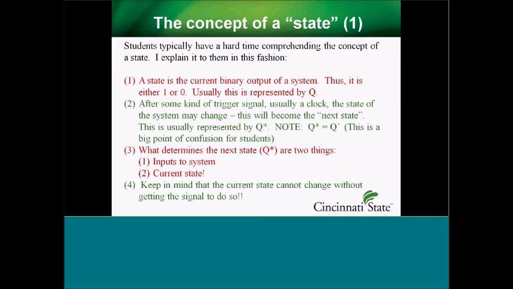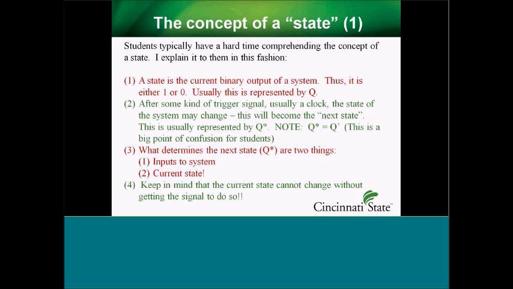Then I talk to them about what it means for something to be in a particular state. They have a hard time with this concept. So I explain it like this: a state is basically, if you have a system, I don't care what the system is. It could be some sort of combination of gates or devices, whatever it is, and the binary output of that is the state. These are all digital electronics, so it's only a 1 or 0. That's all we've got. So the state is either 1 or 0, and it's whatever is currently being output by that system.